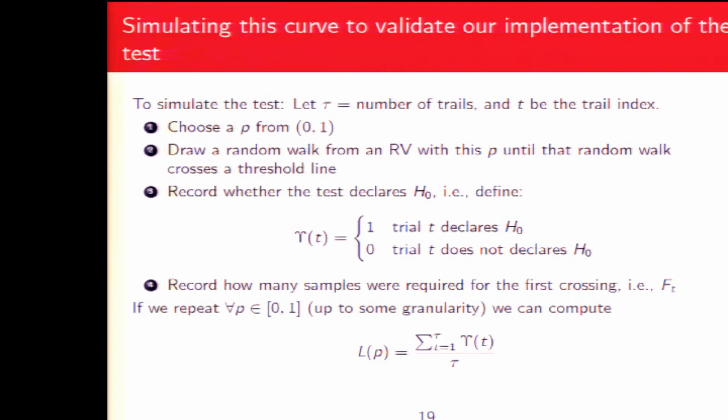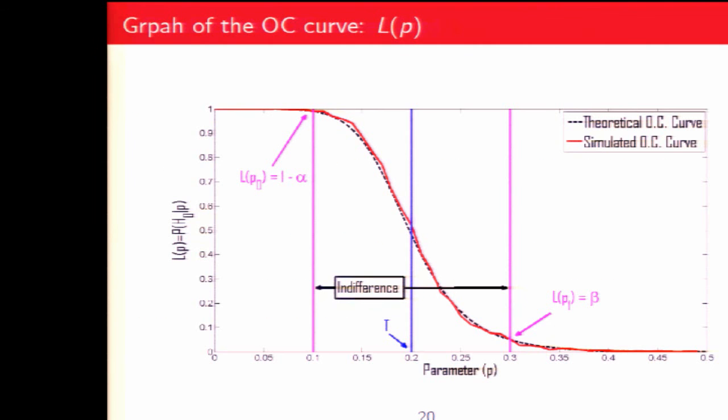So I can actually also simulate the operator curve by doing the logical thing, which is pick a parameter, draw a sample, run the random walk through the test, determine whether or not it declares H0, and then track a mean across trials to see whether it declares H0 in the parameter it's supposed to. That's basically what all of this equation is doing. So this is the operator curve.